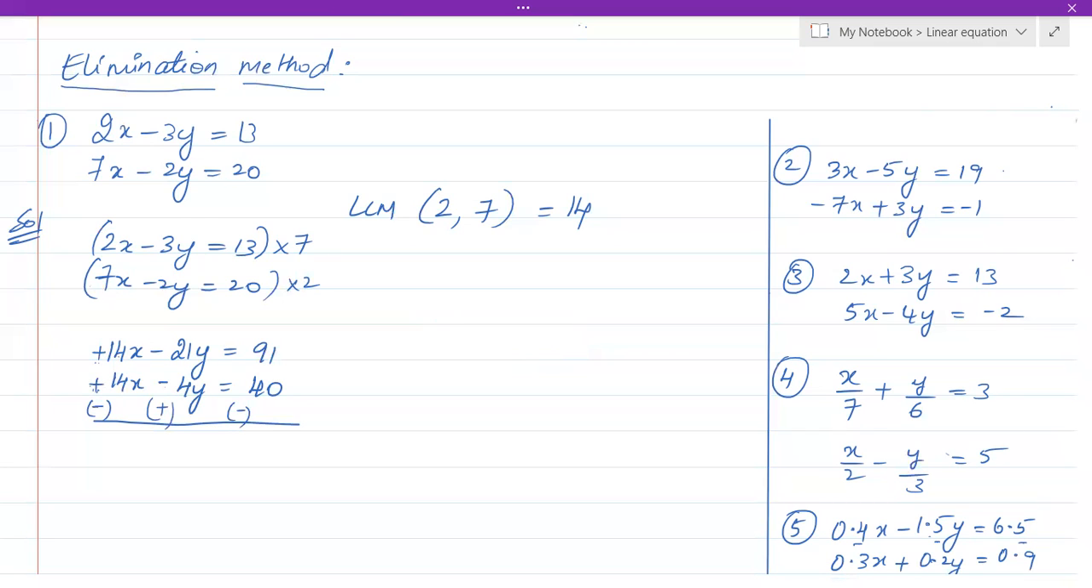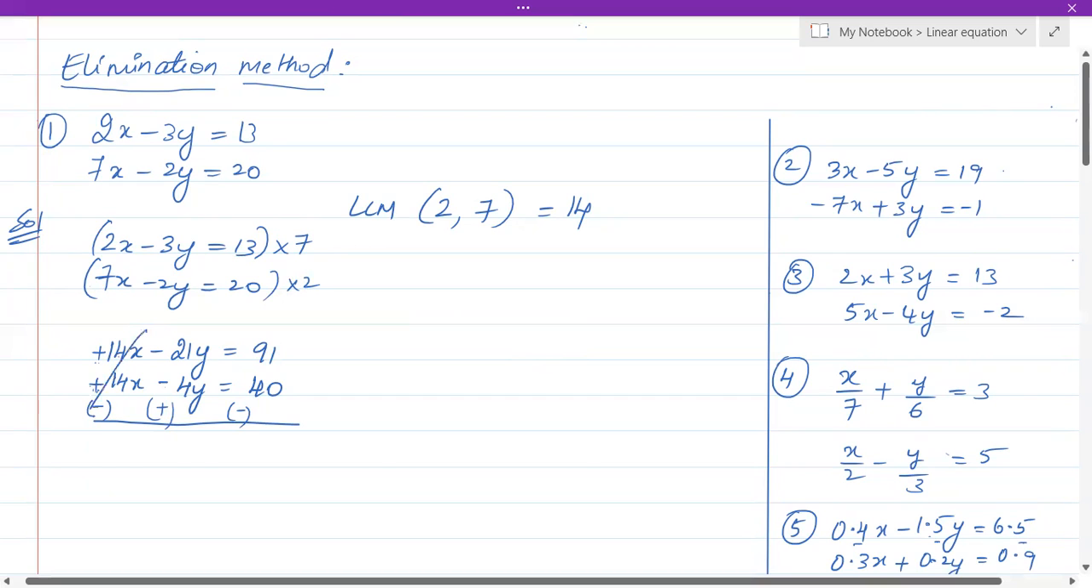So since both have the same sign, we are going to change the sign for the second equation. So we have done that. Now if you observe, plus 14x minus 14x gets cancelled.